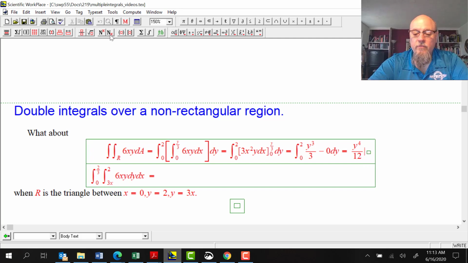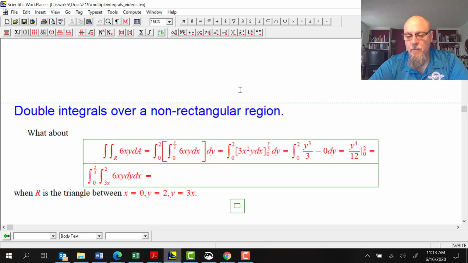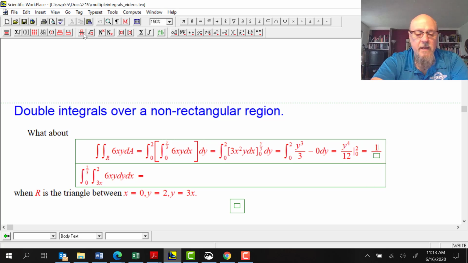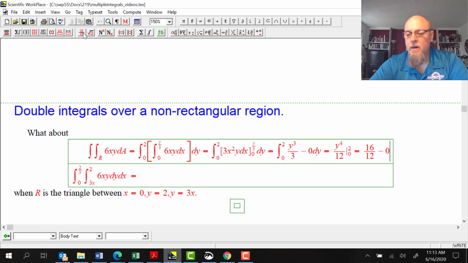And we're going from 0 to 2. And now it's going to be sub in the top minus sub in the bottom. I'm going to get 16 over 12 minus 0. And yes, we can simplify that, but let's just leave that for now. I get an answer. So we did sub in a formula, but it had y's in it, and then we ended up integrating it out.